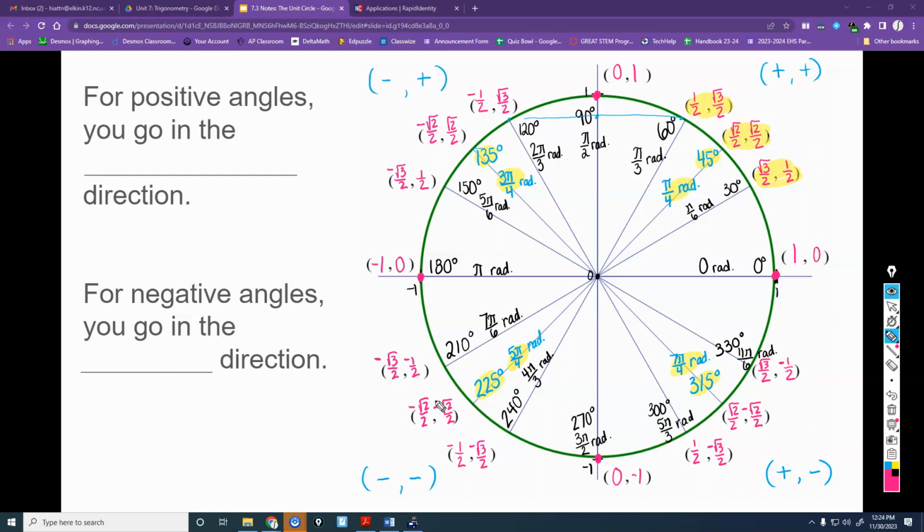But if you don't have a calculator, this becomes useful. Now, I will let you use the calculator, but it is only going to give you decimal answers. If you have a degree problem, you have to be in degree mode. If you're in radian problems, you have to be in radian mode. So it can be helpful, but it's not the primary way I want you to think about these.